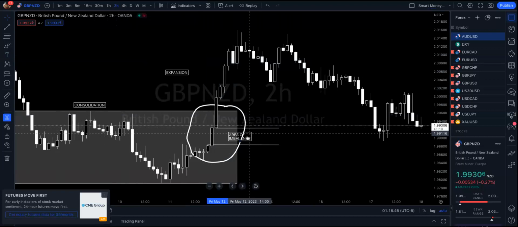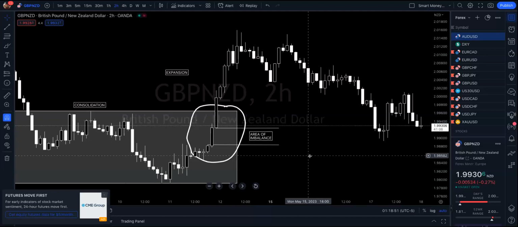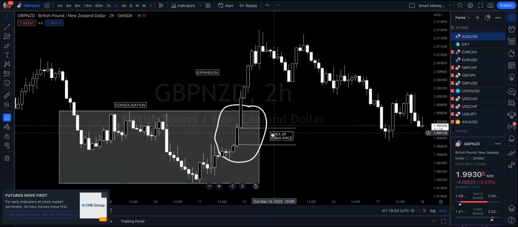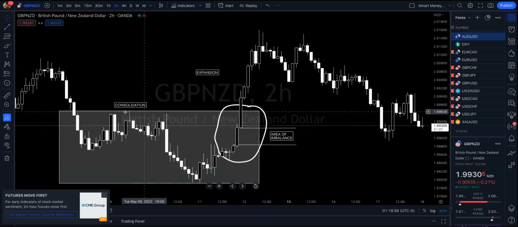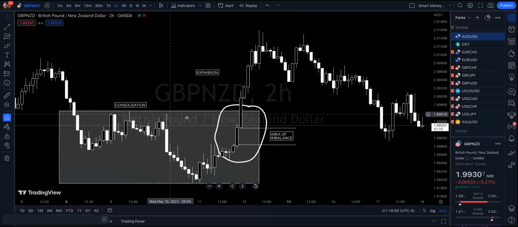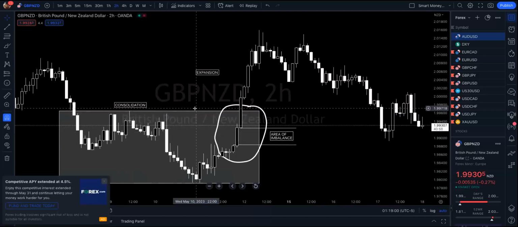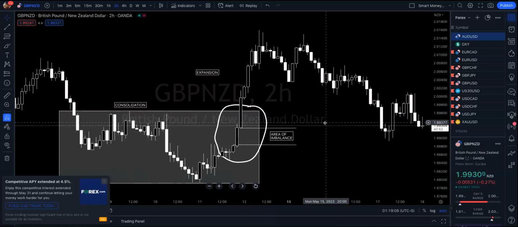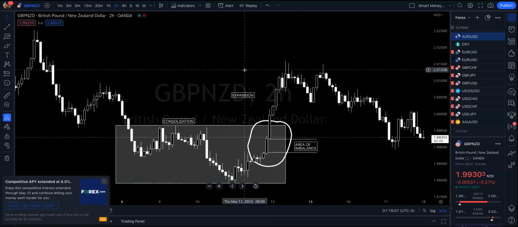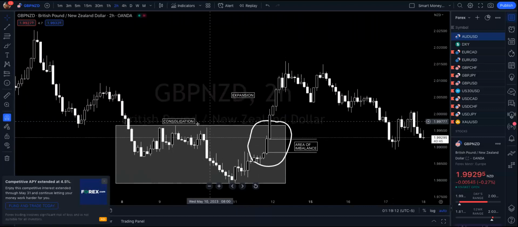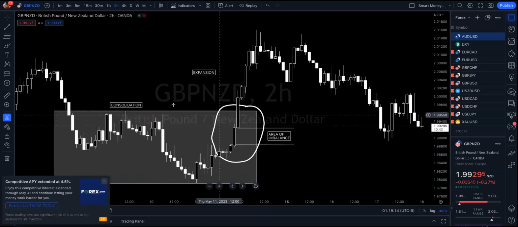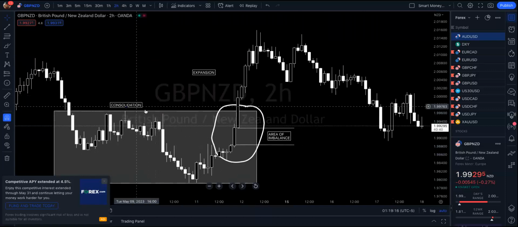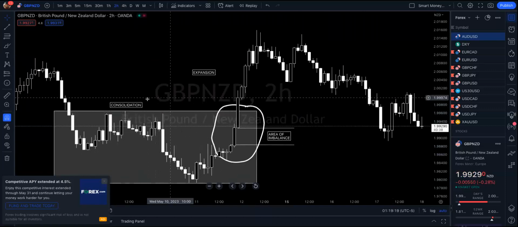Area of imbalance. Now there's something else that sometimes doesn't happen all the time, but it happens here. What happened here is liquidity was taken out. I'm going to show you guys an example where liquidity was taken. Every time it breaks structure, you can say liquidity was taken out because there's liquidity at highs and lows. And since this was a lower high, liquidity was taken off.